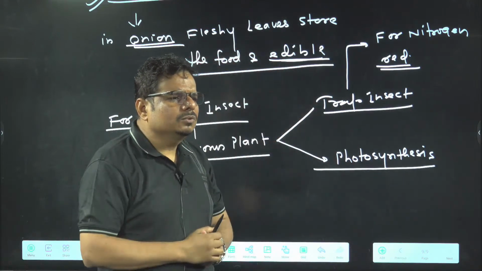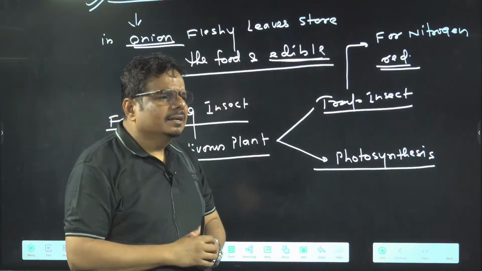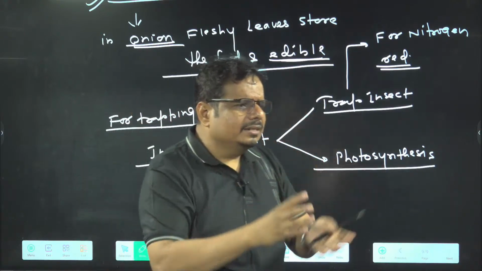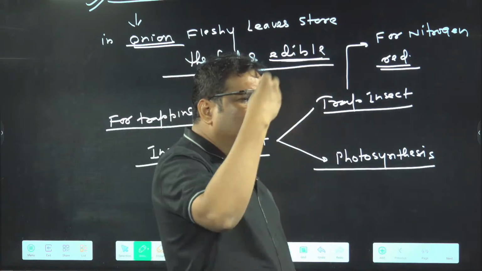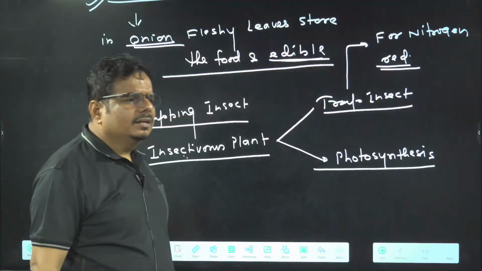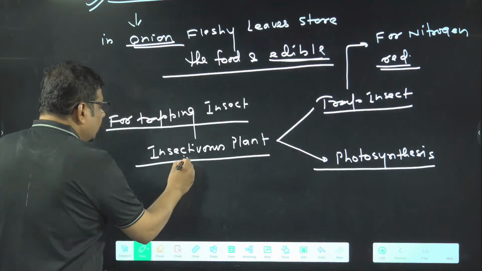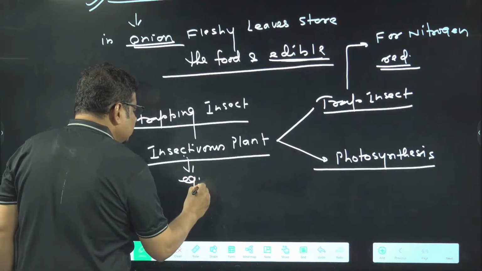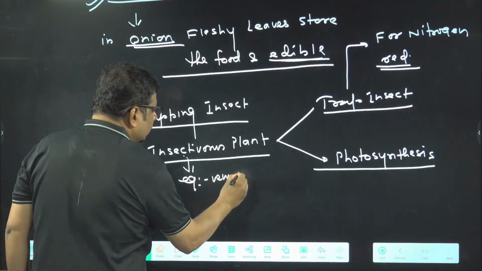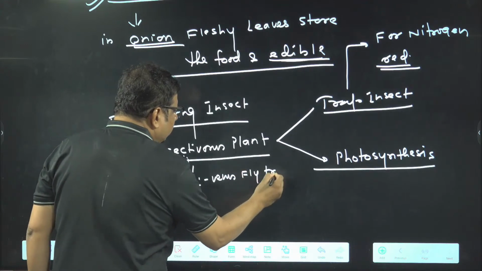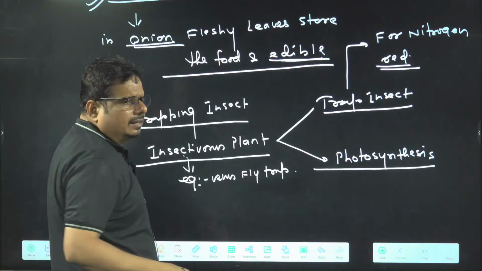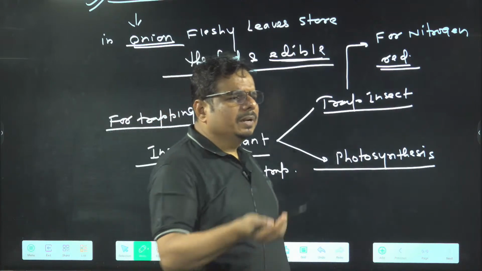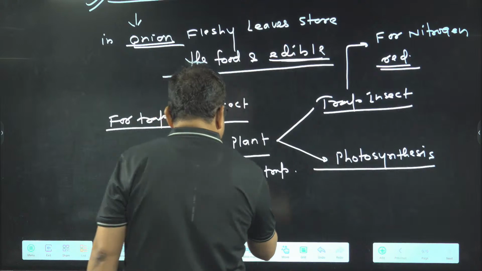So the moral of the story is what? They trap the insect. After trapping the insect, they digest it, and after that who releases? Nitrogen is released, and they fulfill the deficiency of their nitrogen. So some examples of insectivorous plants are which one? Venus flytrap. Getting the things or not? Insectivorous plant, pitcher plant is a very common example. Which one?